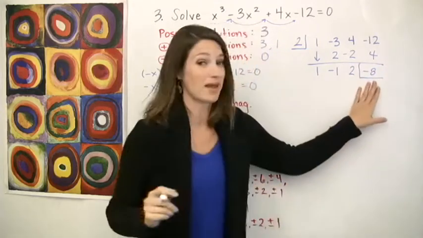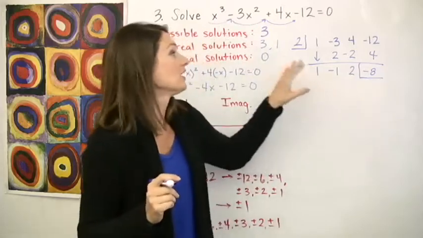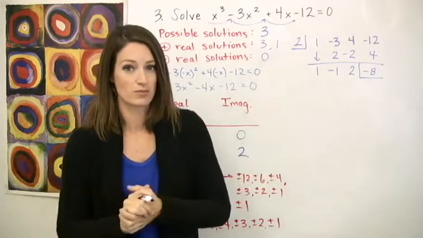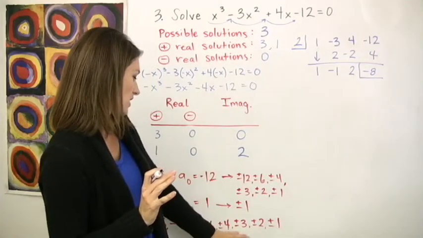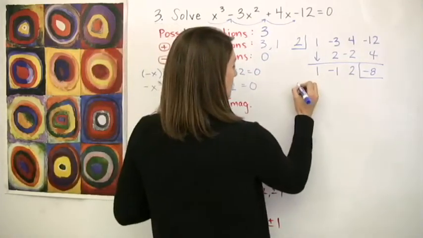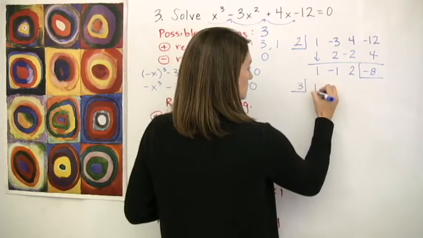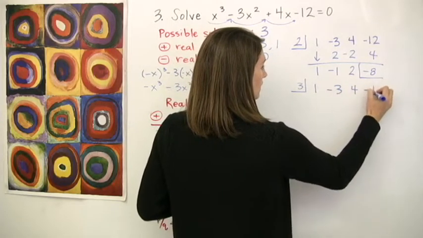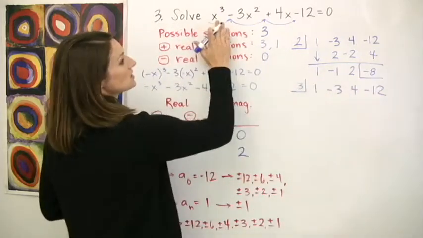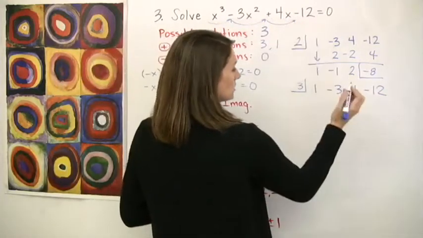So it means we have a remainder of negative 8, which then eliminates 2 as a possible solution for this equation. So let's try one more. Let's try 3. If we were to plug in 3 and do the same process, our coefficients again are 1, negative 3, 4, and negative 12. Again, those are the coefficients of our terms in our equation here.